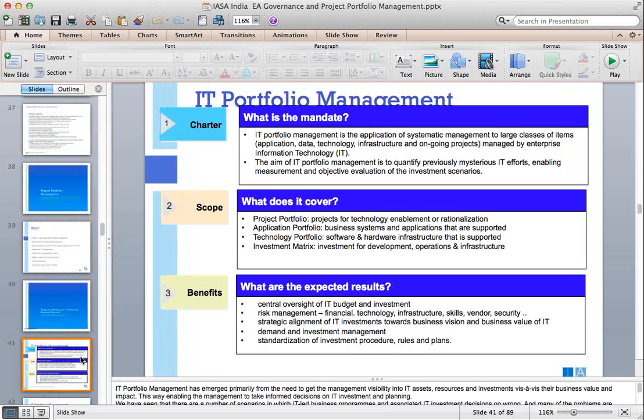So the basics are the charter, the scope, and the benefits. It is a systematic management of large classes of items. We are calling them items: the applications that we have, the data that we have, the technology that we have, the invested infrastructure, plenty of ongoing projects. So these large classes of items are being managed systematically. And also, the purpose of portfolio management is to quantify previously mysterious IT effects.